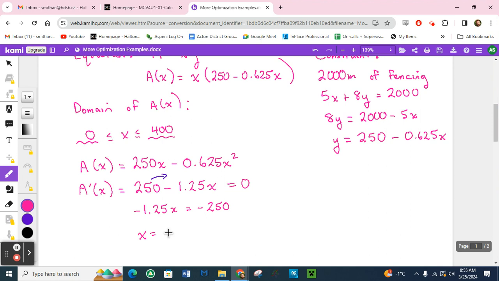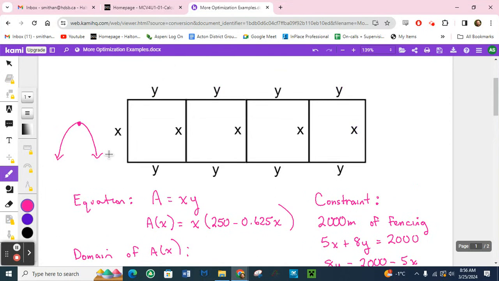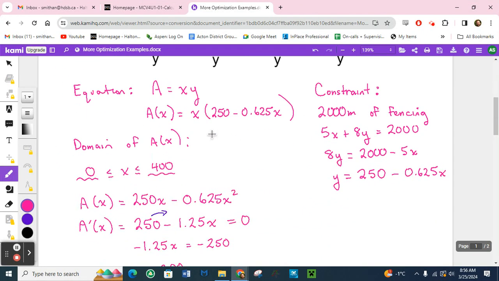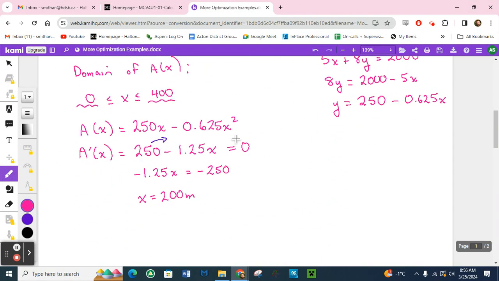Nod and smile if you got 200 as well. Let's see some nods. 200 meters. Okay, so we're basically done here, guys. This was a quadratic function that opens down. The smallest x can be is 0. The highest it can be is 400. And we got x is halfway between. It's 200. That's going to correspond to our vertex. So we're done. We don't really need to check any endpoints here. Let's just wrap this up.